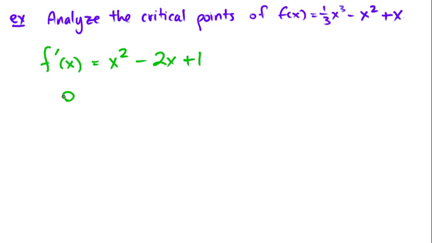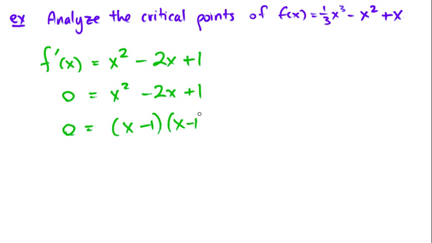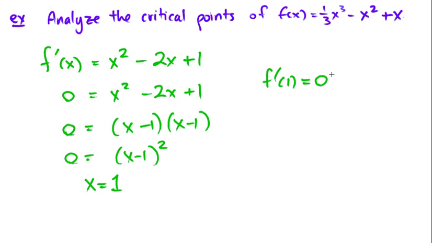So we make this equal to 0, solve this through factoring, and this function has a double root at x equal to 1. And so I want to know, okay, I know what's happening at 1. At x equals 1, my slope is 0. But what's happening on each side of 1?